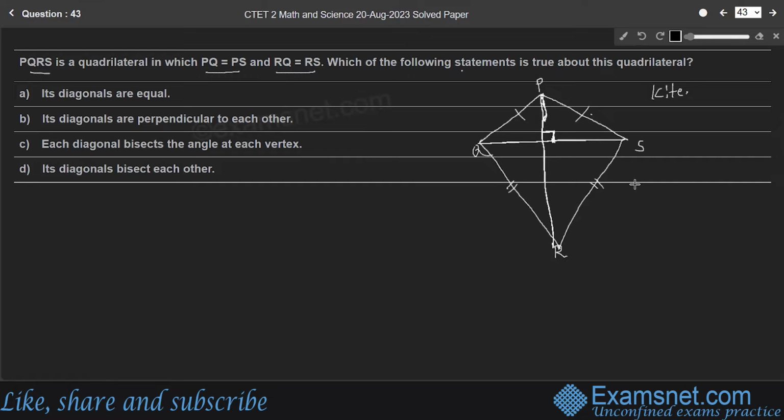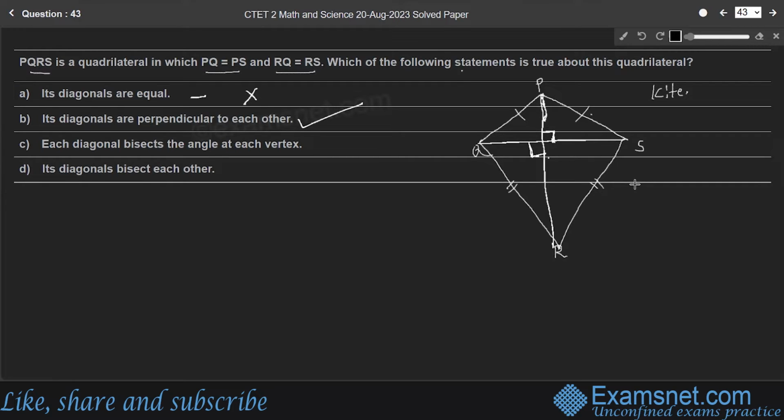So it doesn't bisect, which means it doesn't divide the other diagonal into two equal parts, right? Only diagonals are perpendicular to each other, so the angle between them is 90 degrees. Therefore, look at the options: its diagonals are equal, which is false. In the kite, diagonals are not equal, whereas its diagonals are perpendicular to each other. So option B is the right answer.